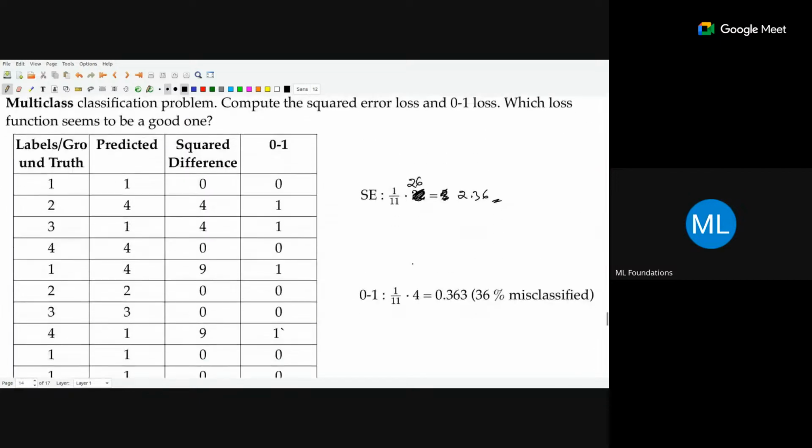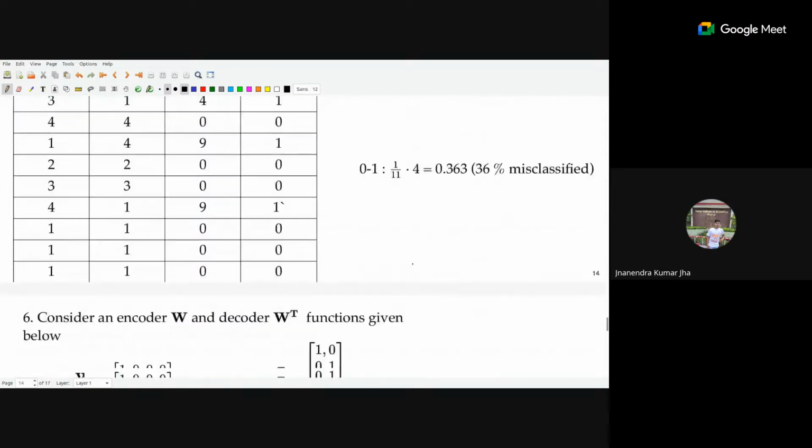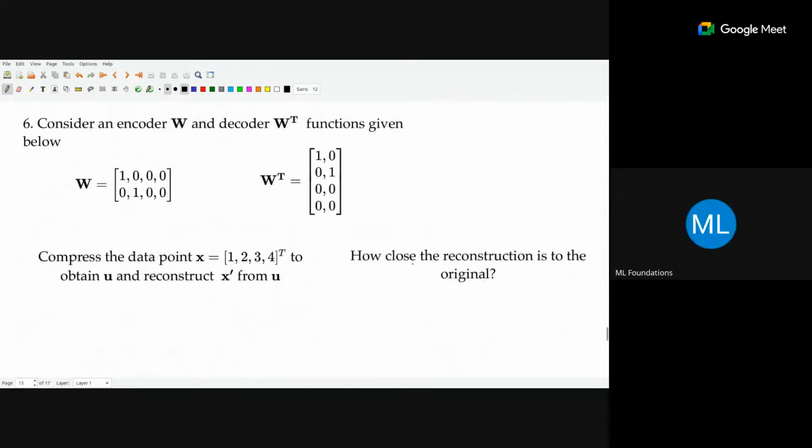Okay, so let's move to the final question I have. Now consider an encoder matrix and a decoder matrix, which are given below. These commas are given only for your understanding. If I have to represent this in matrix format, this is how it will be, and the same goes for this, the transpose of W.